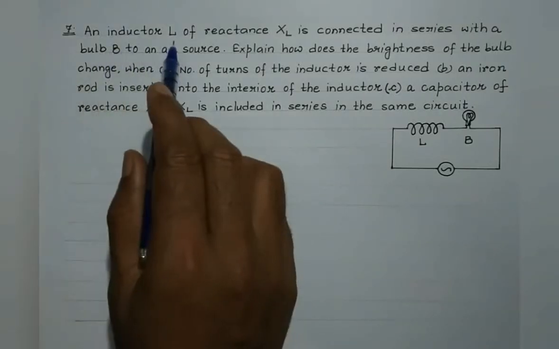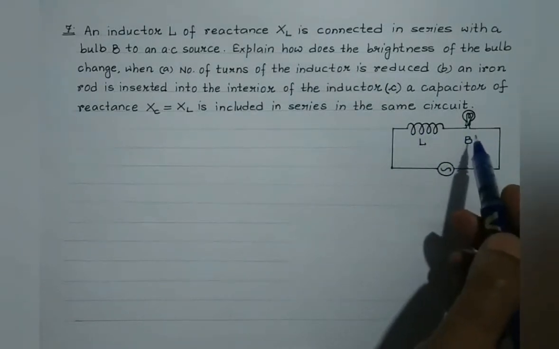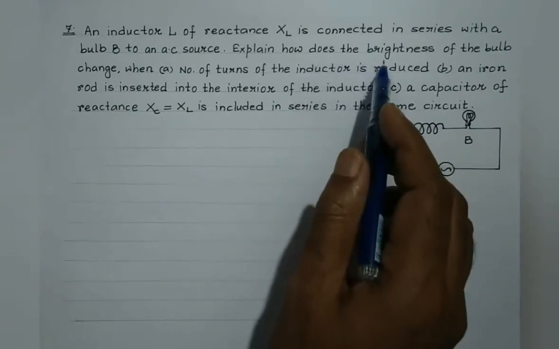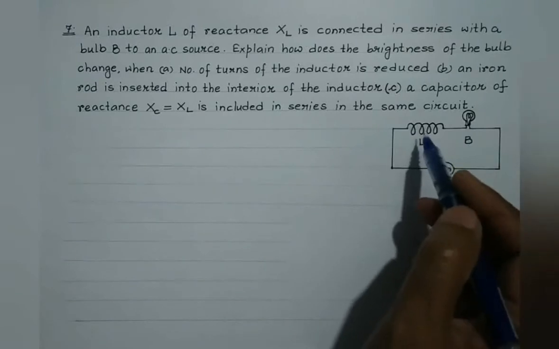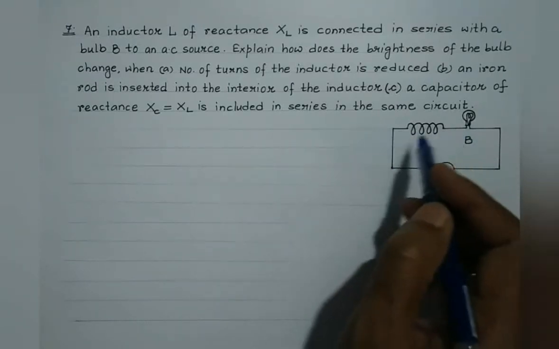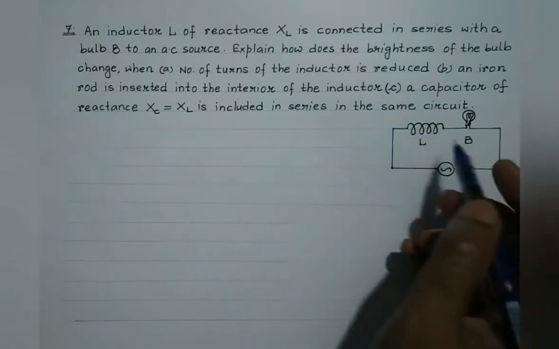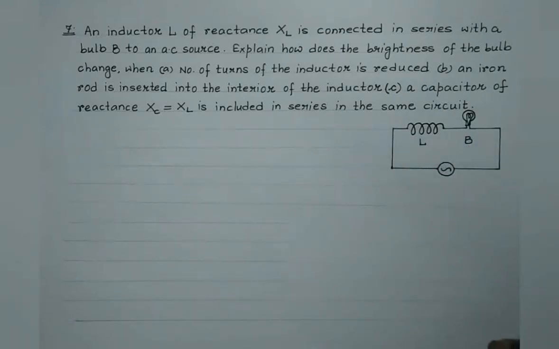Now this is indeed a very, very good question which we are going to attempt. An inductor L of reactance XL, right, is connected in series with a bulb B to an AC source. We are supposed to explain how does the brightness of this bulb change when the number of turns in the inductor is reduced, an iron rod is inserted into the interior of the inductor, and a capacitor of reactance XC equals to XL is included in series in the same circuit, right?